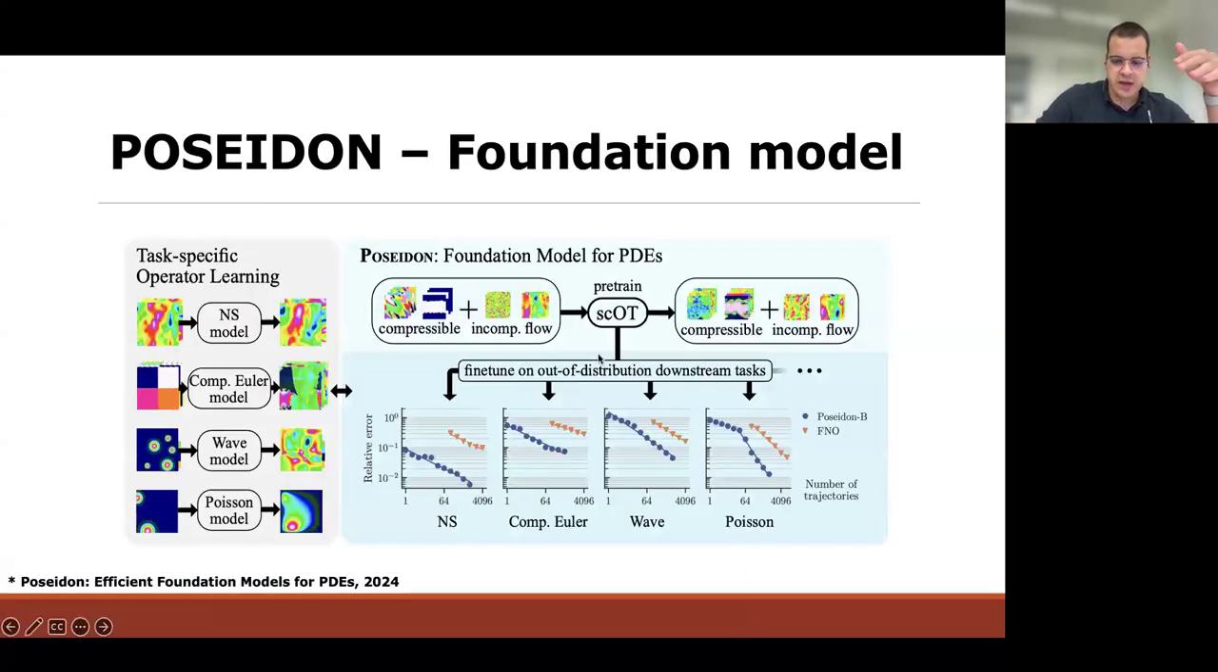So imagine we have these downstream tasks. Here we just put a few plots of models trained from scratch. In these task-specific settings, we compare these models to the Poseidon performance. The task-specific is the orange line, the blue line is the Poseidon performance, and you see that in all these, so the Navier-Stokes, compressible Euler, wave equation, Poisson equation, we have much better scaling and much better performance. Note that the y-axis has a log scale, so we are better than the models trained from scratch by a huge margin.